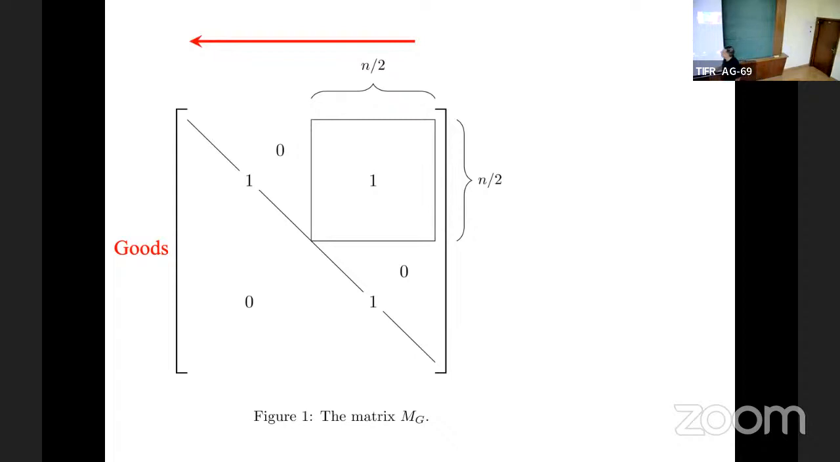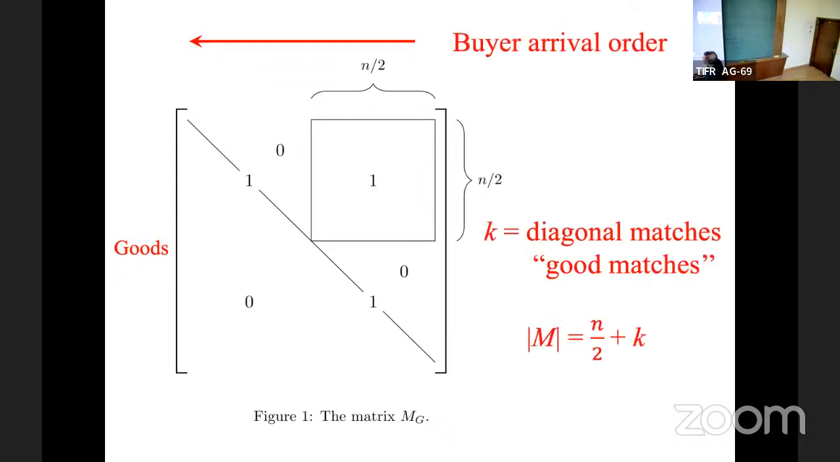That's the bad order. And what happens is that each time a buyer comes, you'll pick a random one in that column, and more likely than not, it will be forced into the trap, because in the beginning you have n over 2 choices to get into the trap and one choice to go to the diagonal. But the diagonal is the good match here, because if you have k diagonal matches in the first n over 2 arrivals, then the size of your matching is n over 2 plus k. That's very easy to see.